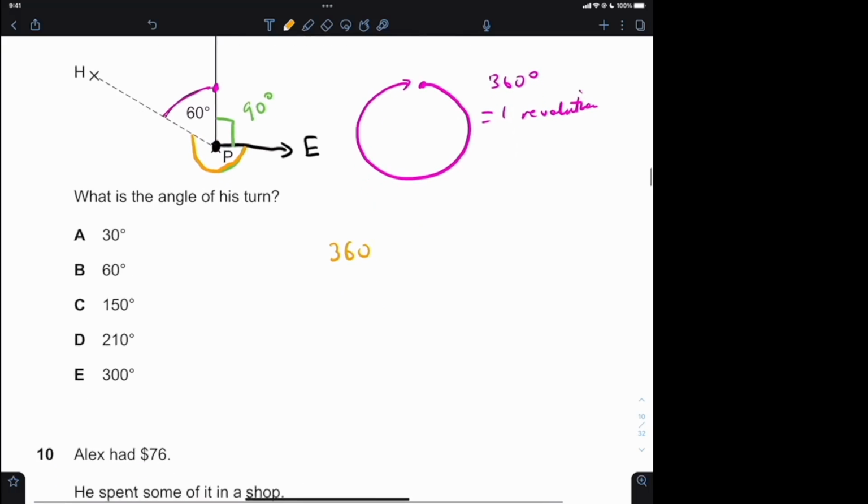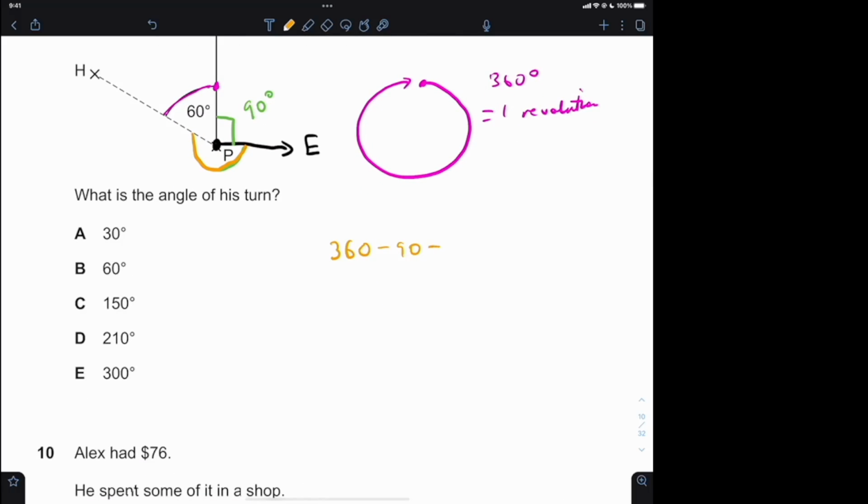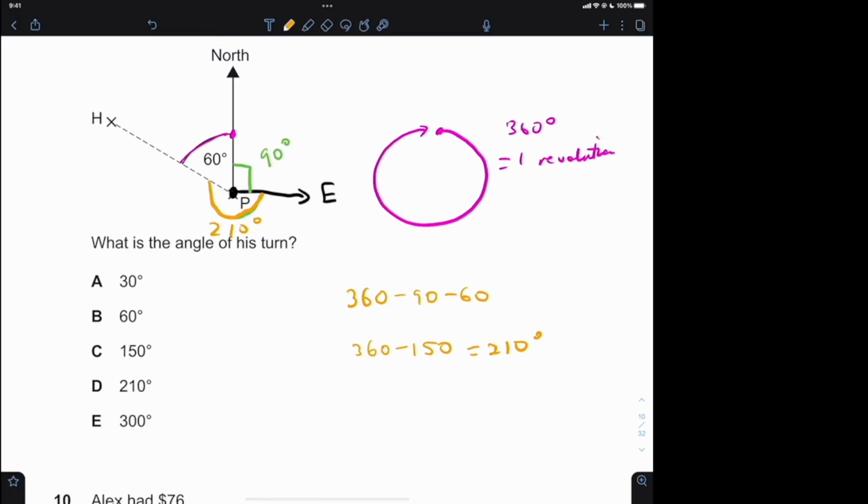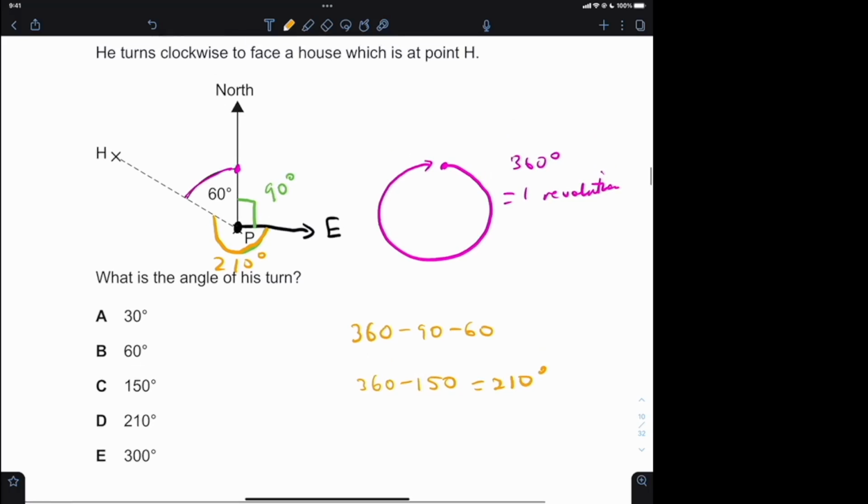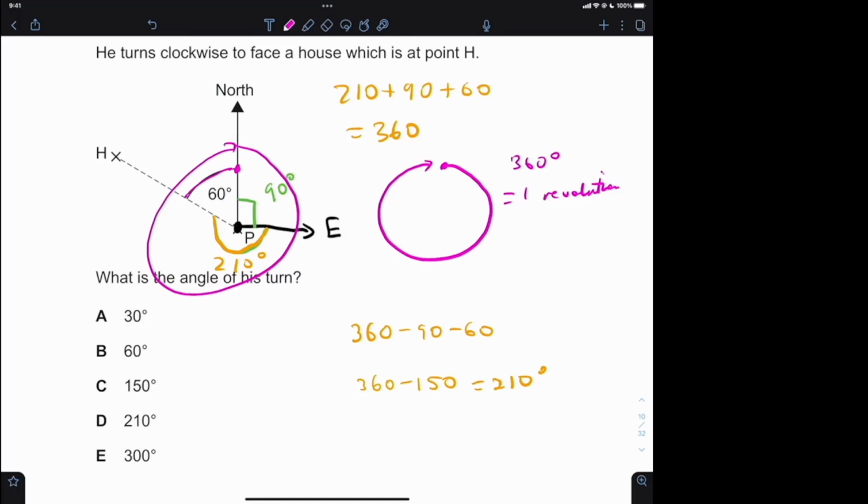90 and 60, right? So if we minus 90, we minus 60, that's the same as minusing 150, right? Because you just add these together and then minus the results. So 360 minus 150 is going to give us 210 degrees, okay? And so we can see here that this would have to be 210. Let's just verify it, make sure it all adds up. So 210 plus 90 is 300, plus 60 is 360. So we get a nice 360 degree revolution all around, with that orange angle being 210. So the answer there is option D.